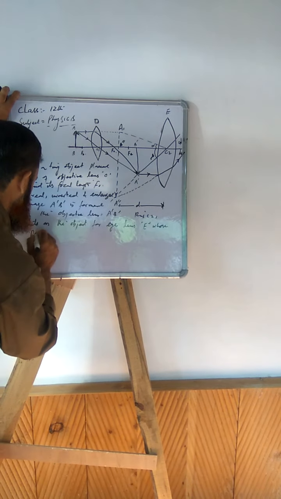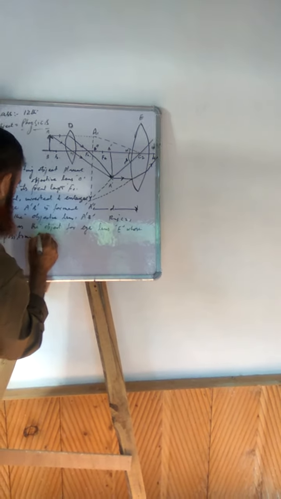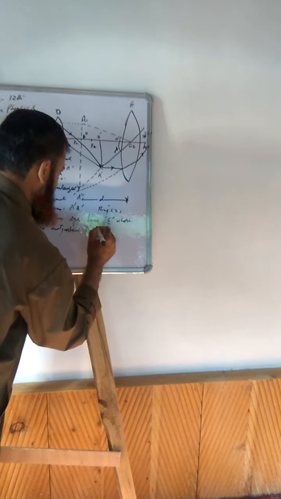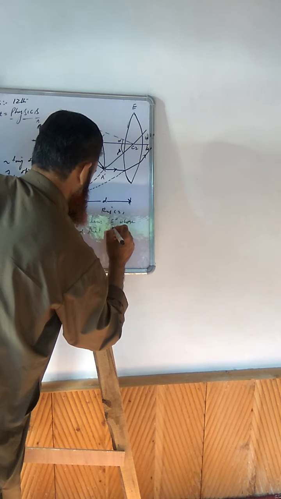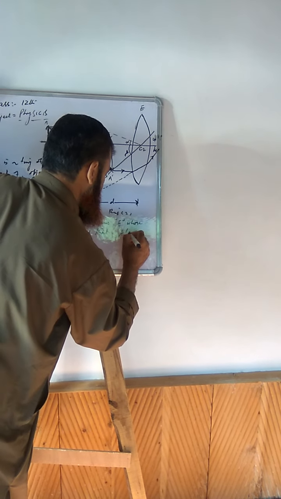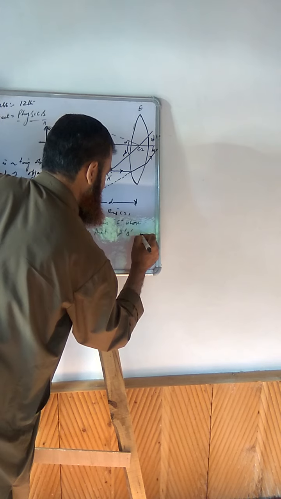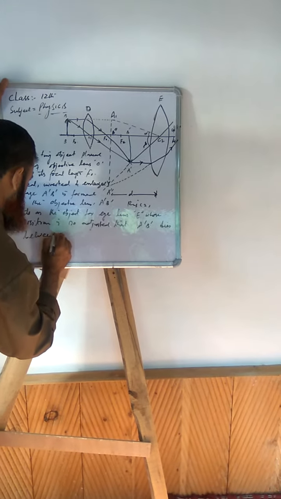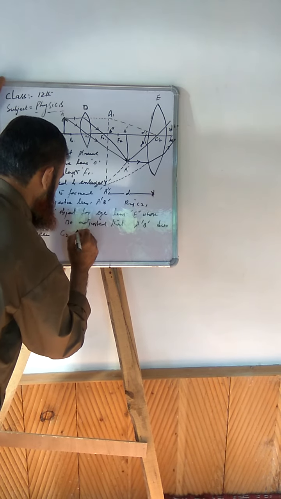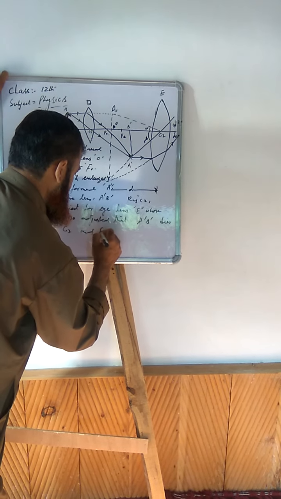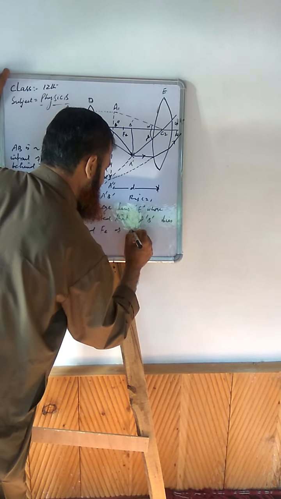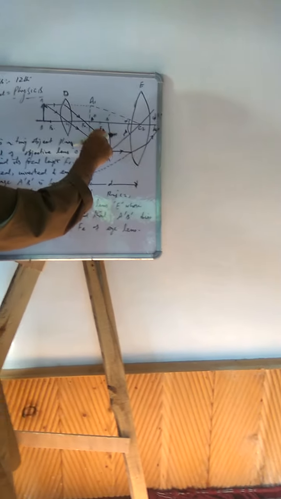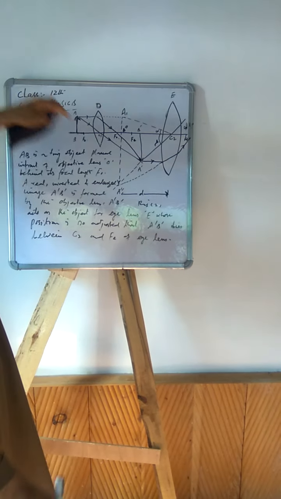Its position is so adjusted that A dash B dash lies between C2 and Fe of the eye lens. C2 is the optical center of the eye lens and Fe is its focal length. Then it lies between these two.